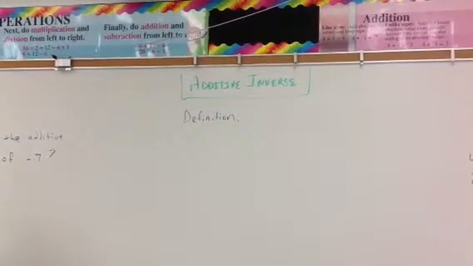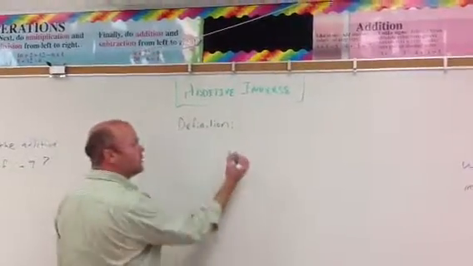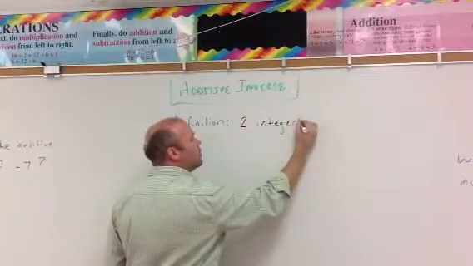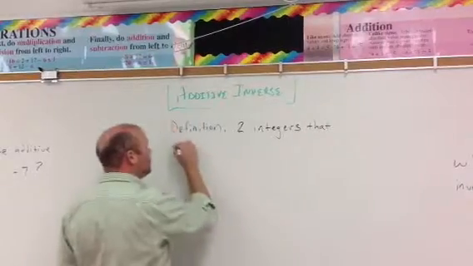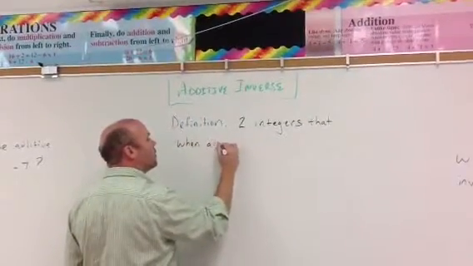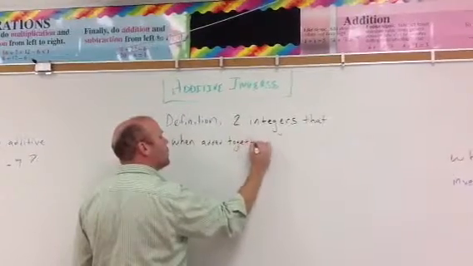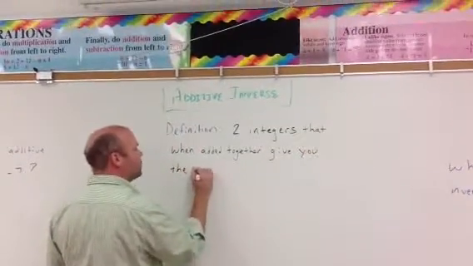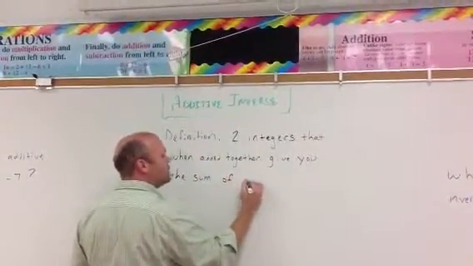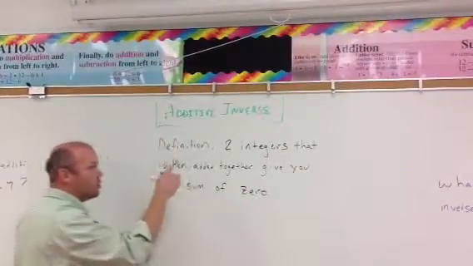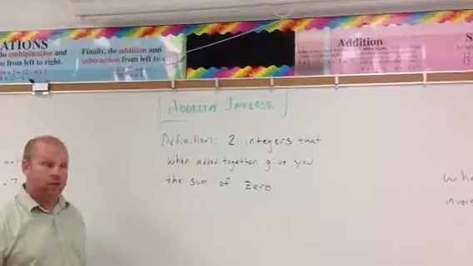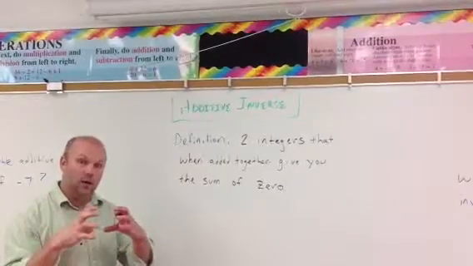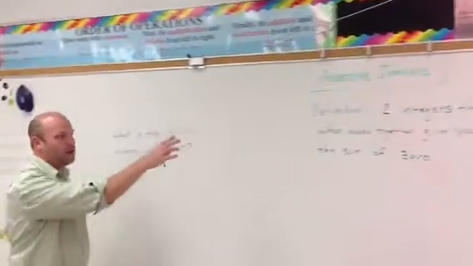So additive inverse. The definition for additive inverse is two integers that when added together give you the sum of 0. Two integers that when added together give you the sum of 0. So that's the key part of additive inverse. We're talking about two numbers that when added together give us a sum of 0. So we're going to apply this definition to our examples here.